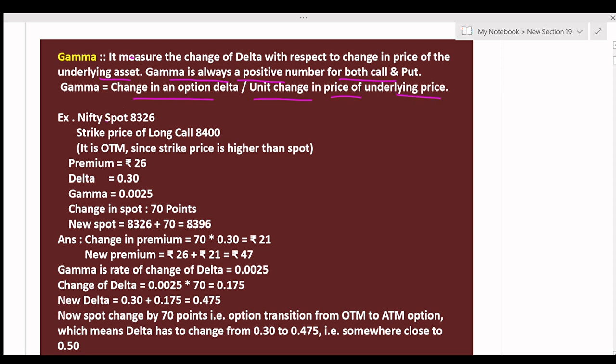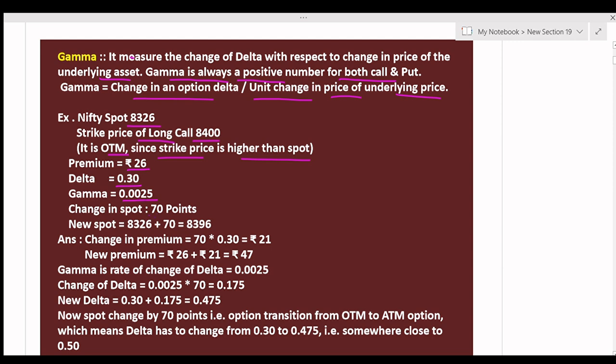Now, an example. Nifty spot is 8,326. Strike price for the long call is 8,400. So it is OTM, since the strike price is higher than the spot. Premium is rupees 26. Delta is 0.30, which is less than 0.5. Delta 0.5 is ATM. So less than 0.5 it is OTM and higher than 0.5 it is ITM. Gamma is equal to 0.0025.